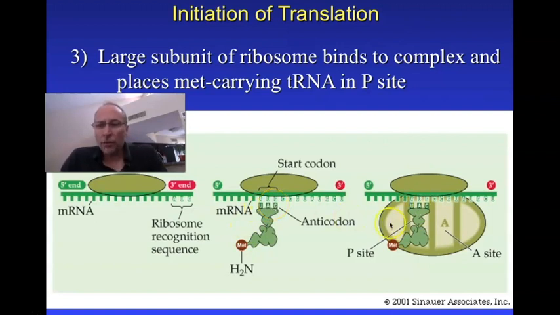So once we have all of this bound, we can start to actually build the protein. This is going to be the first amino acid in the protein. Now, this large subunit is really a complex structure.